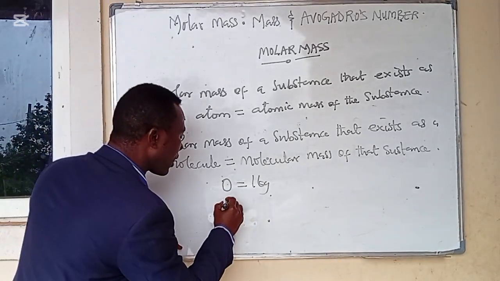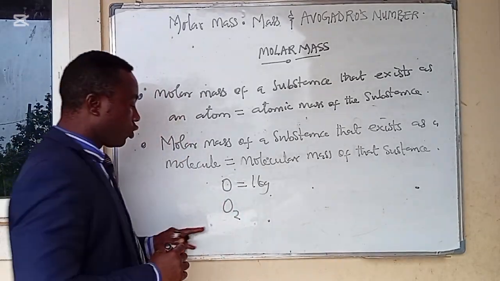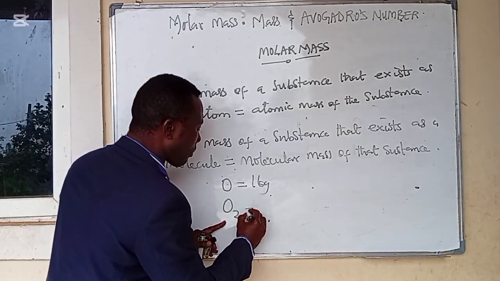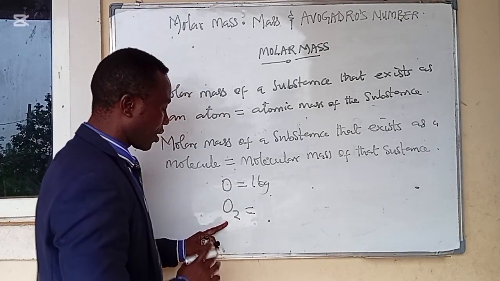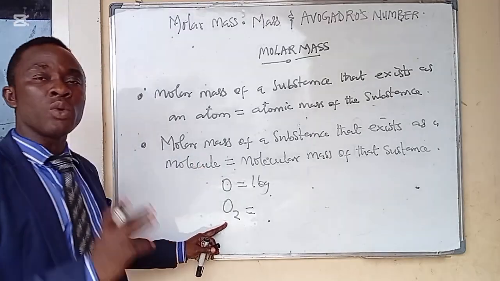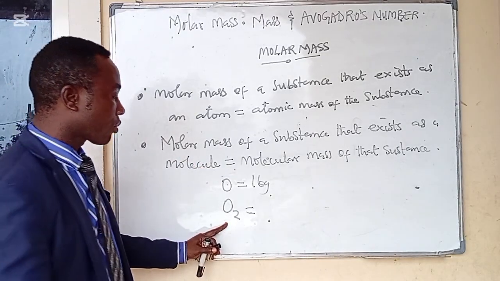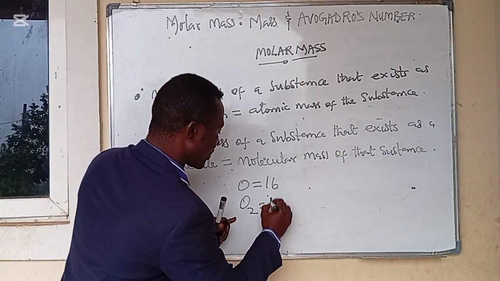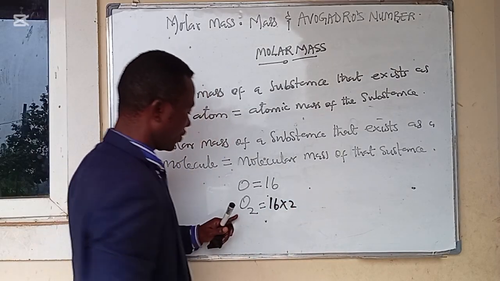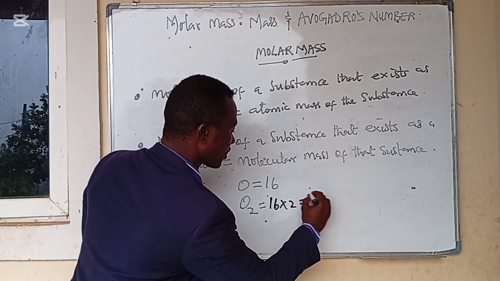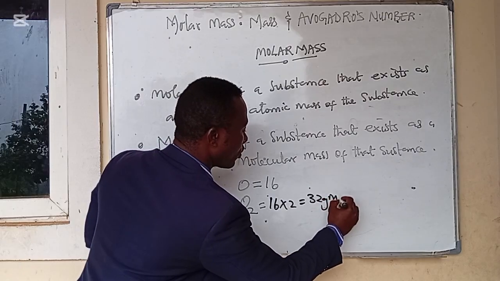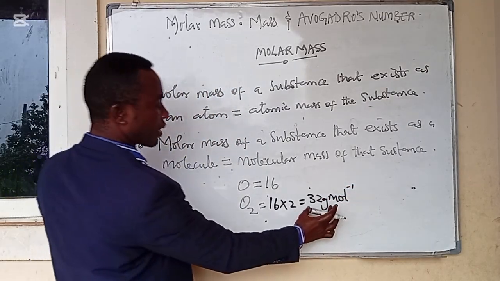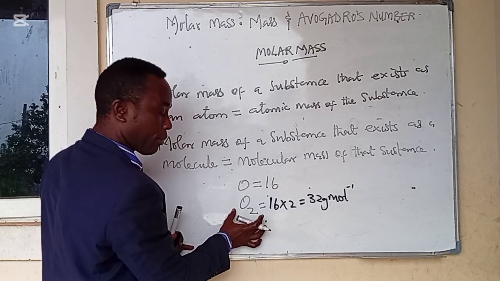But oxygen exists as what? O2, which is a molecule. So the molar mass of oxygen is not the atomic mass; it will be the molecular mass. And what is the molecular mass? It will be 16 times 2, which is 32 gram per mole. So the molar mass of oxygen is 32 gram per mole, which is the molecular mass.